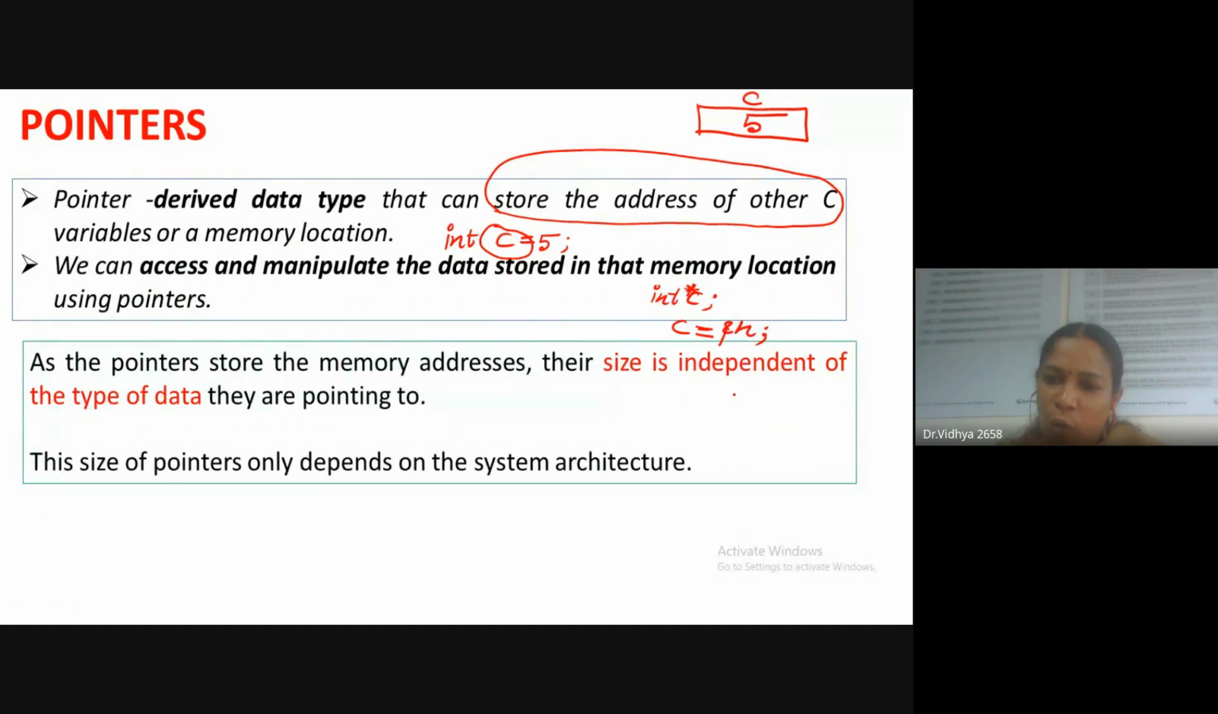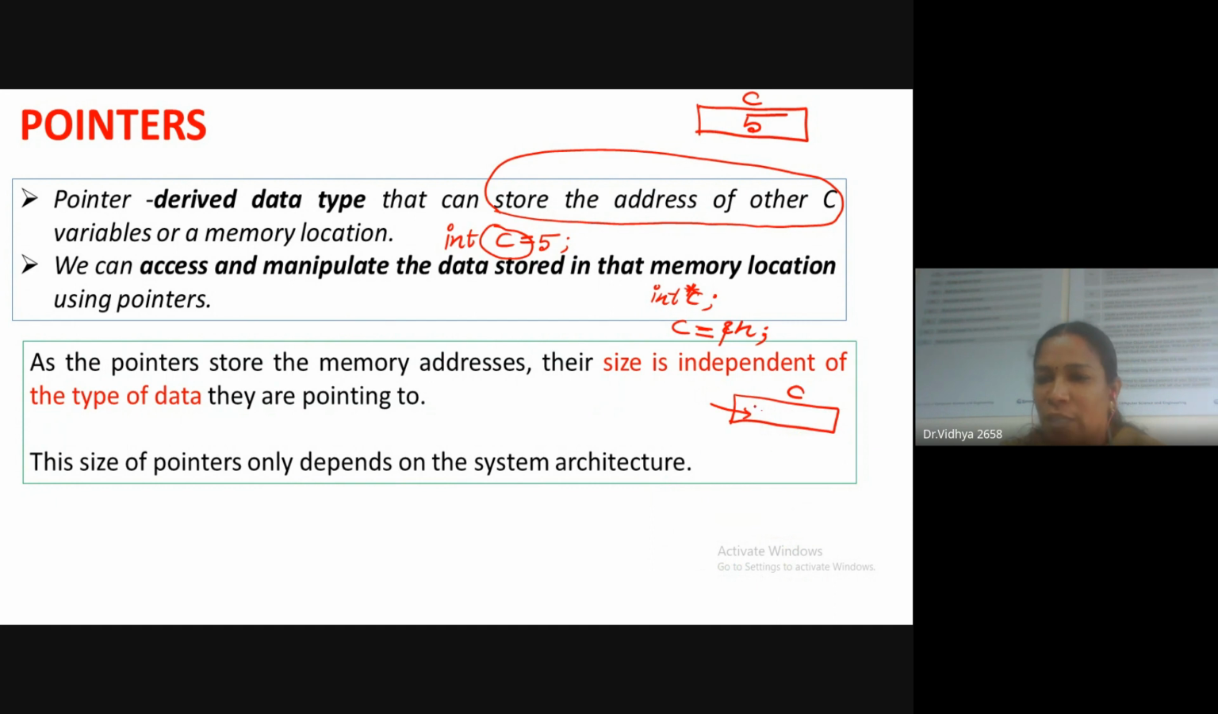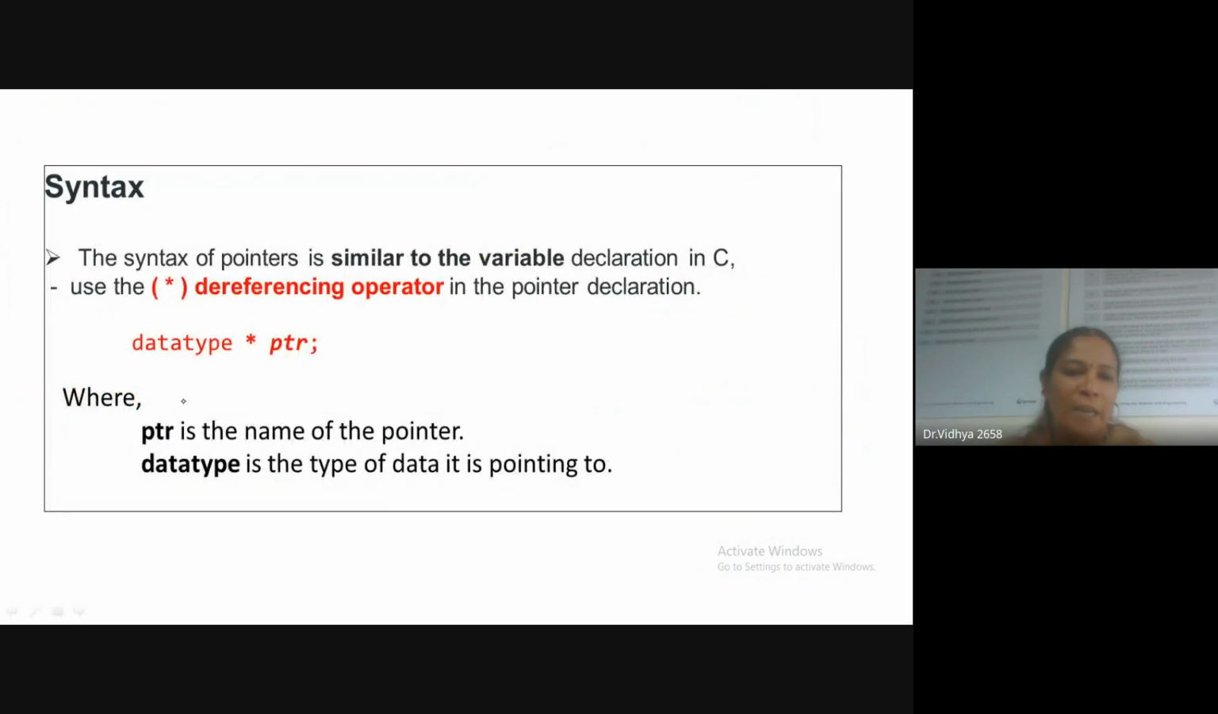Now the memory location of c is allocated like this. In this location, c will contain the address of the variable n. So we are all able to differentiate the value and its address, right? For example, 10xx84C. So this would be the address of the variable n. As the pointer stores memory addresses, its size is independent of the type of data it is pointing to. Then let us get into the syntax of the pointer declaration.